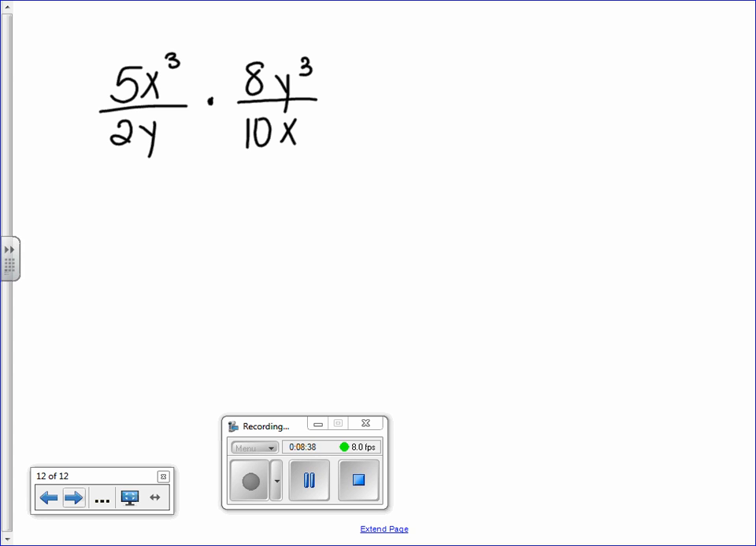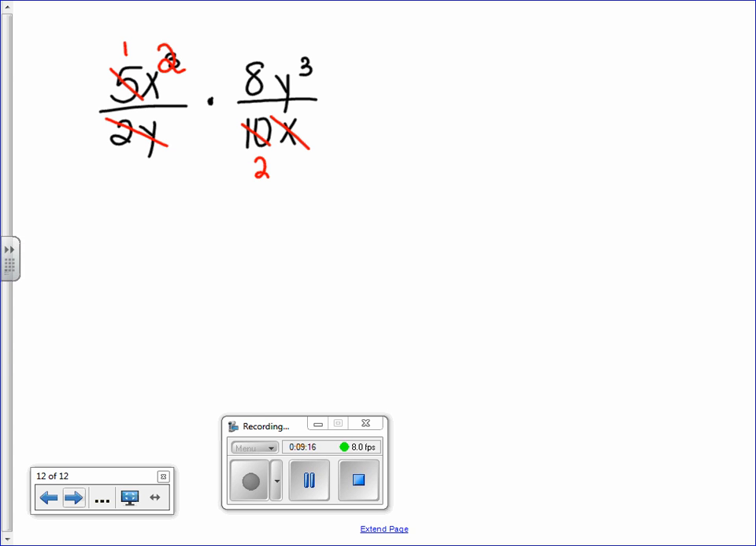We can still cancel out numbers and variables diagonally. So the 5 and the 10 could be a 1, that could be a 2. What about the x's? This x can cancel out with this. How many x's will it leave? 2. Okay.